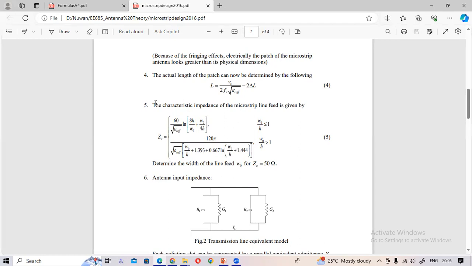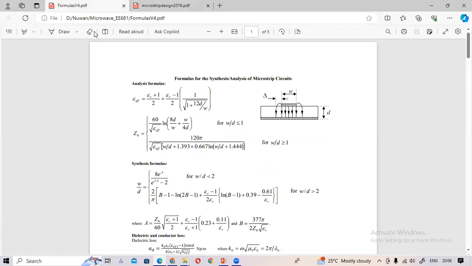Can you use this equation to calculate this value? Can anyone tell me? Can you remember what this is? This equation.